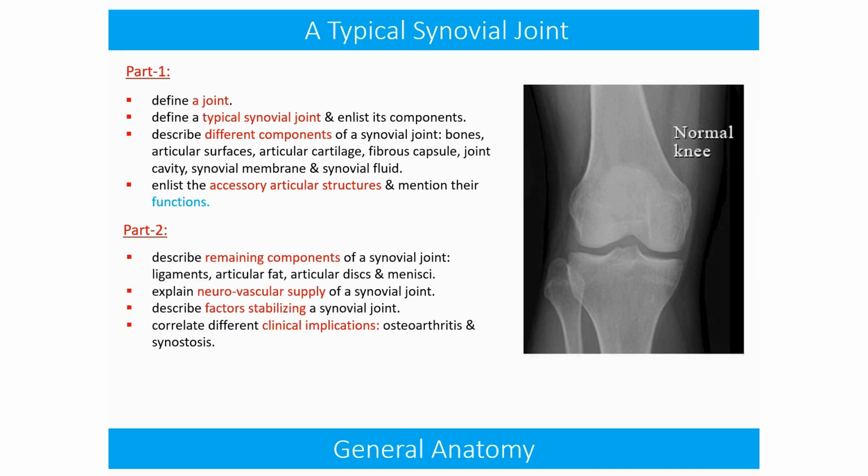In part 2, we will describe the remaining components of the synovial joints along with neurovascular supply of a synovial joint and factors stabilizing a synovial joint. And at the end of part 2, we will discuss the clinical implications, especially osteoarthritis and synostosis.